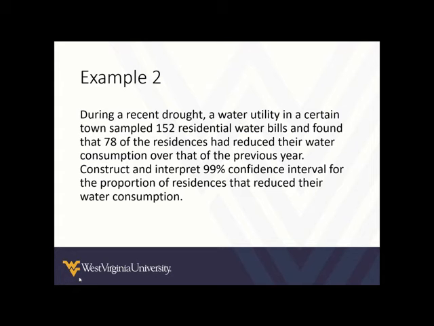During a recent drought, a water utility company in a certain town sampled 152 residential water bills and found that 78 of the residents had reduced their water consumption over the previous year. Let us construct and interpret a 99% confidence interval for the proportion of residents that reduced their water consumption.